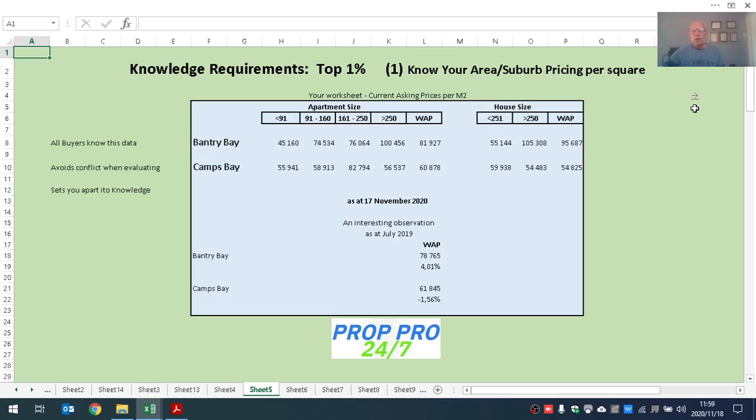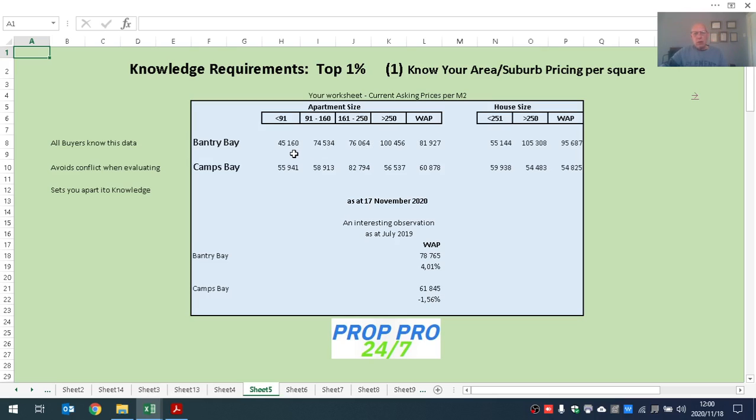Let's have a look at what it means to know your area's suburb pricing per square. Now, we are data analysts and we perform this for most suburbs in South Africa, in London and some of the states in the US. These are live pricing as at the 17th of November 2020. We have chosen South African suburbs Bantry Bay and Camps Bay, apartments and houses separated. In terms of apartments, we have broken them into size categories of 91 squares and less, between 91 and 160 squares, 161 to 250, and greater than 250, as well as a weighted average asking price per square meter.